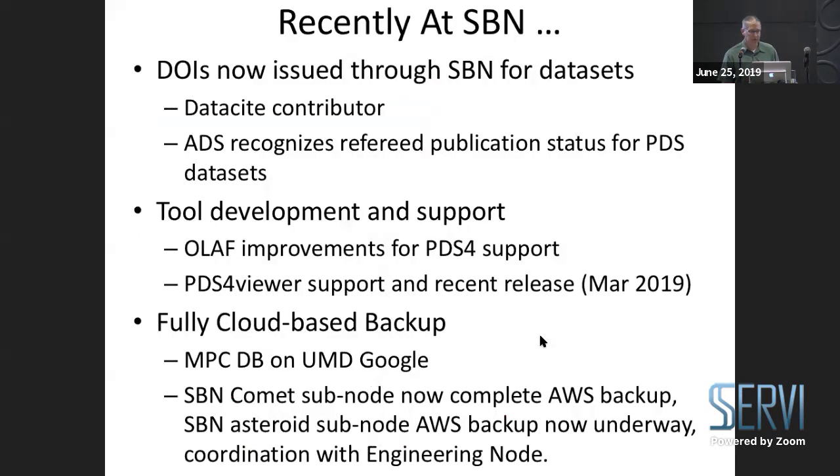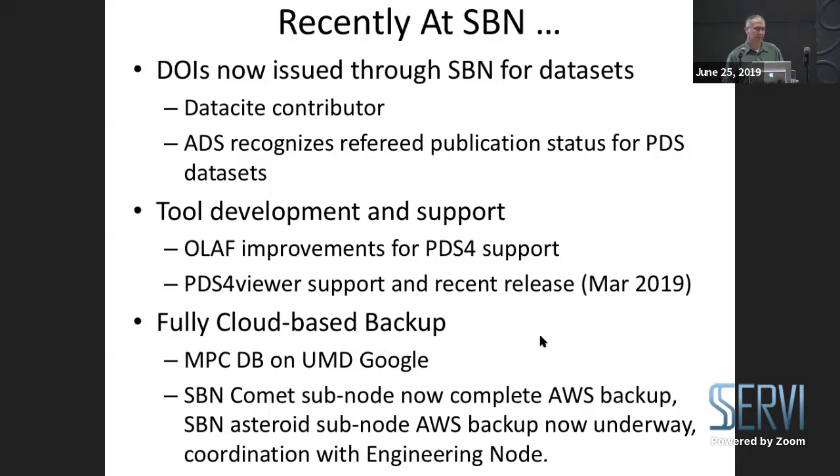Minor Planet Center. Okay, so I want to just spend the last few slides talking about the small bodies nodes, the Comet subnode in particular, and actually both nodes, and just give a rough overview of some recent work. DOIs are now issued through the small bodies node for data sets. These are, for those that aren't familiar, digital object identifiers. They're more or less the coin of exchange for references for data sets.